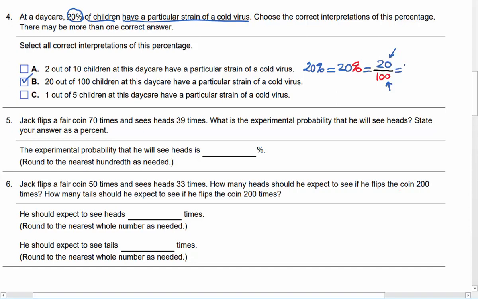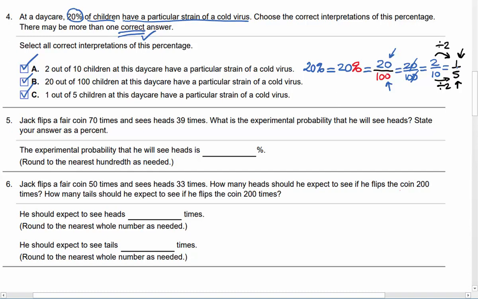What else can we do? We can take that ratio of 20 over 100 and divide both numbers by 10, which is equivalent to crossing out a 0, and say that 2 out of 10 children have a particular strain of a cold virus, so A would be correct. Now, if we take that 2/10 and divide both the numerator and the denominator by 2, just reduce the fraction, we get 1/5. So it means that 1 out of 5 children have a particular strain of the cold virus. So A, B, and C are all correct. Check mark on all of those.